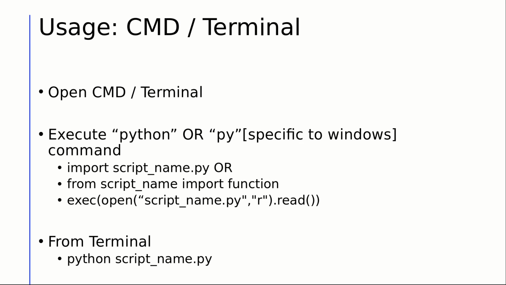Another way is you can directly run that particular script from the terminal, from the command line. For that, you just need to write python space that script name, and that's it. You will be able to run that particular Python script. So let's see it in practical how you can run the Python script through these two different ways.